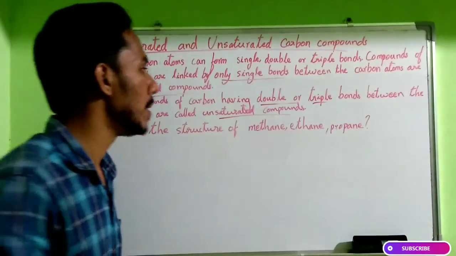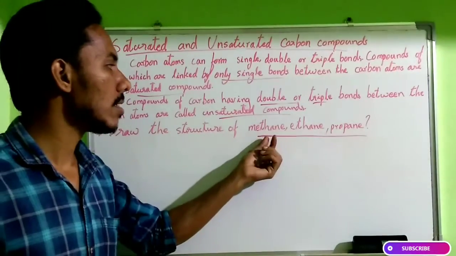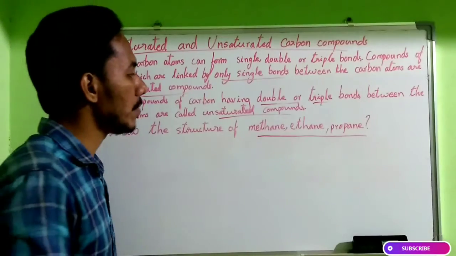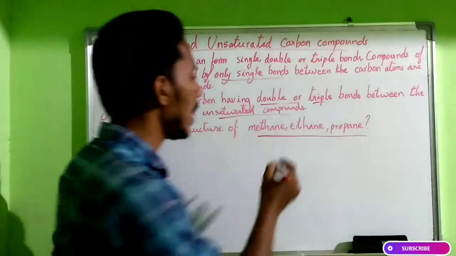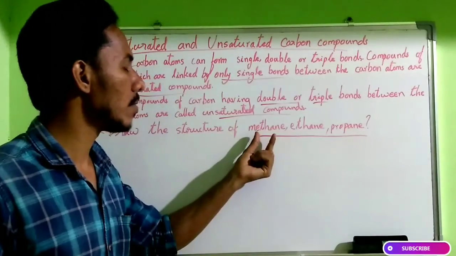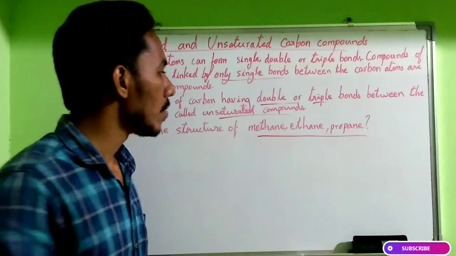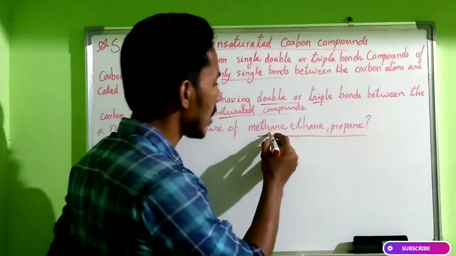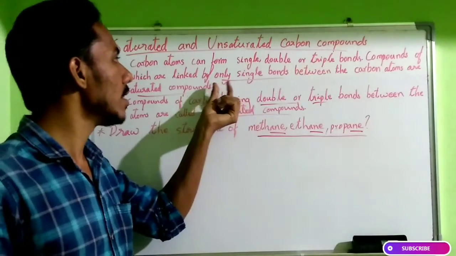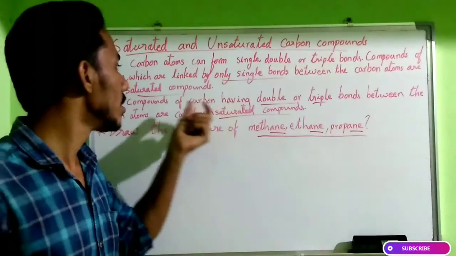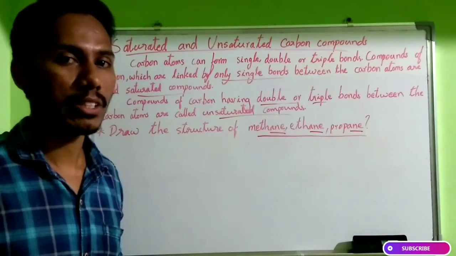Draw the structure of methane, ethane, and propane. Just listen here. First we draw the structure of methane. We will discuss what is methane, what is ethane, and what is propane. First, all these compounds contain the ending -ane. This -ane represents the single bond and it is a saturated compound. These are examples of saturated compounds.